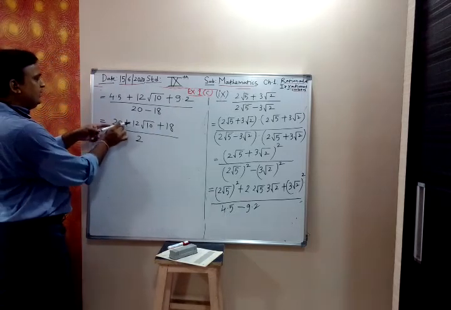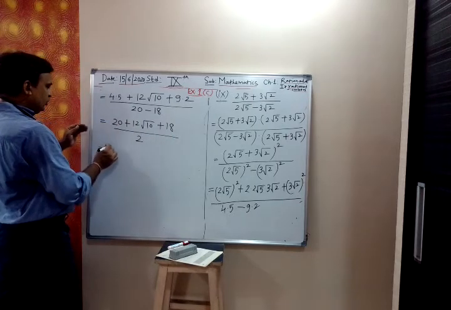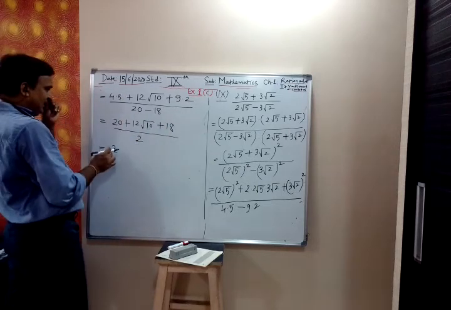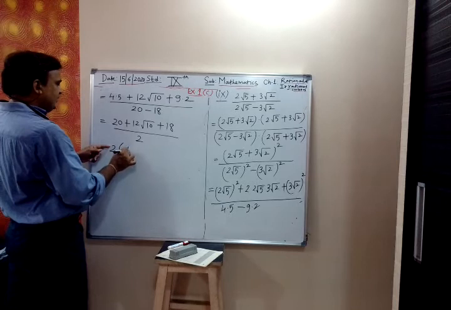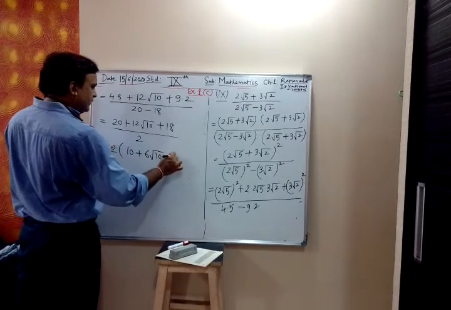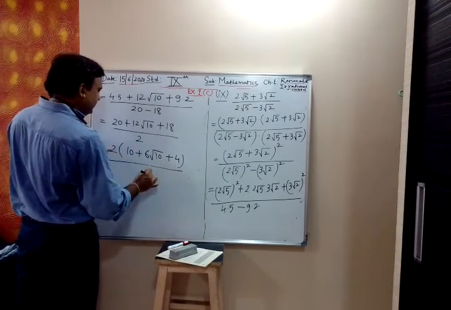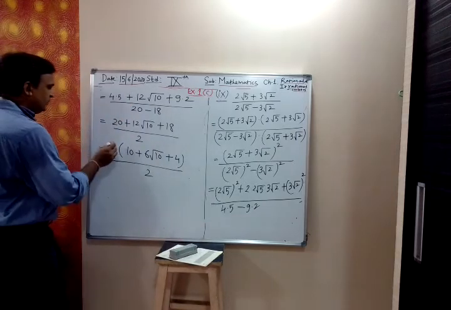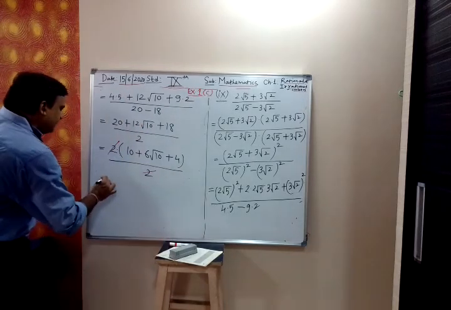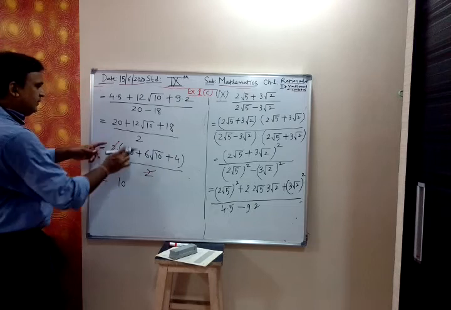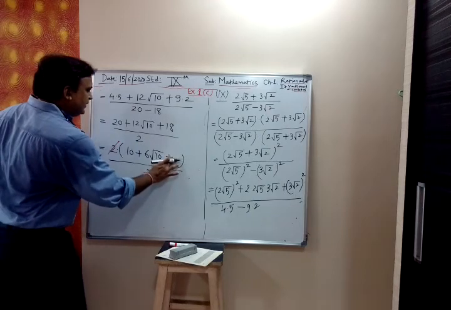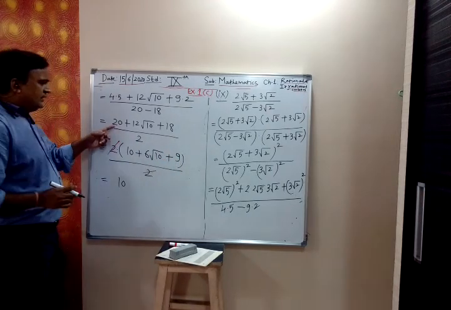Now what is common in 20, 12 and 18? 2 is common. In 20, 12 and 18, I can take 2 common. So what is left is 10 plus 6 root 10 plus 9, upon 2. Is it clear? 2 is common, and now this 2 and this 2 I can cancel. So left is 10, because I am taking 2 common from 20, 12 and 18. Not 4, sorry, 9 it is.